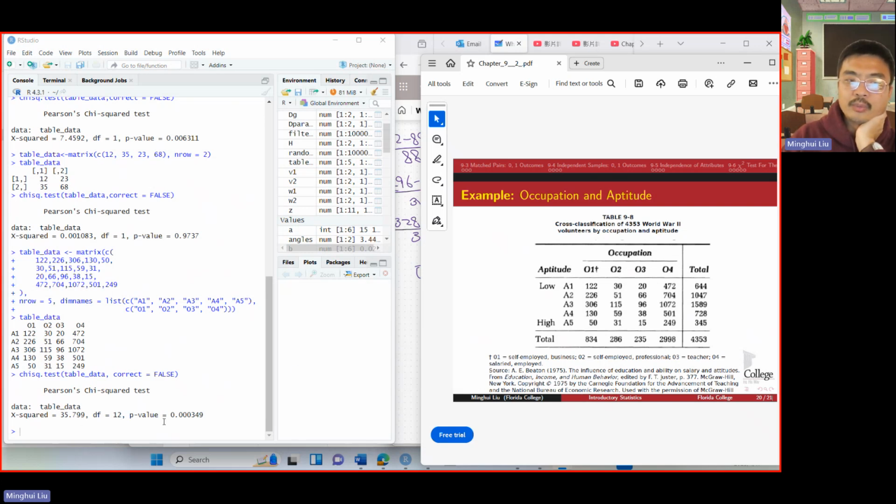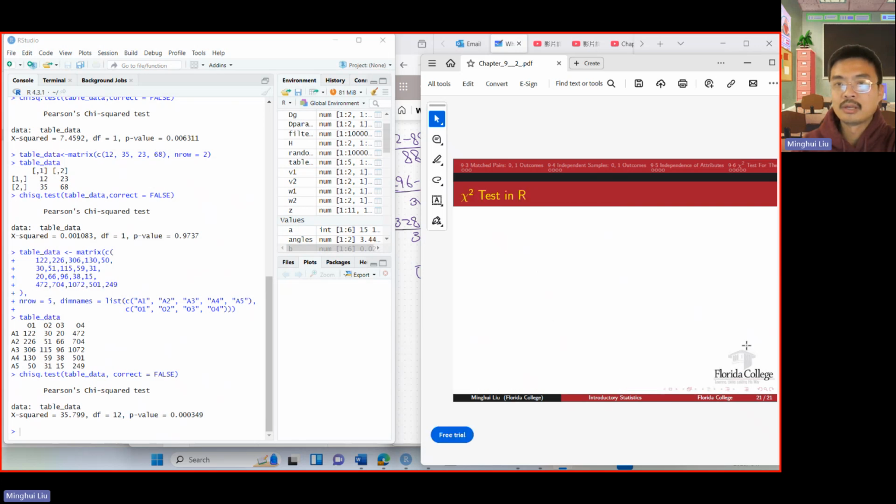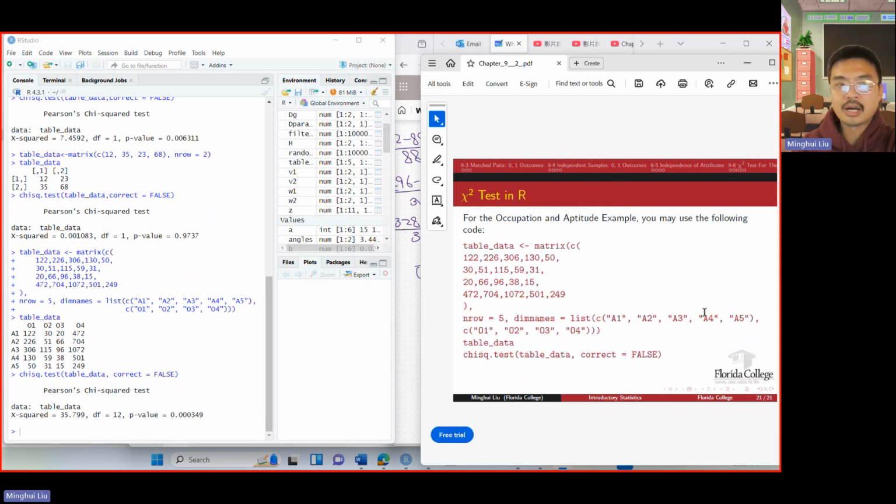Now you have a p-value, which is really small. Now I want you to pause the video and answer the question. Does this suggest there is independence between the aptitude and occupation, or does this suggest a connection? I hope you thought about this. And the answer is, a small p-value indicates dependence. So here, if you have a very small p-value, which is less than 0.05, that implies that occupation is dependent on the aptitude. And you can do this in R.